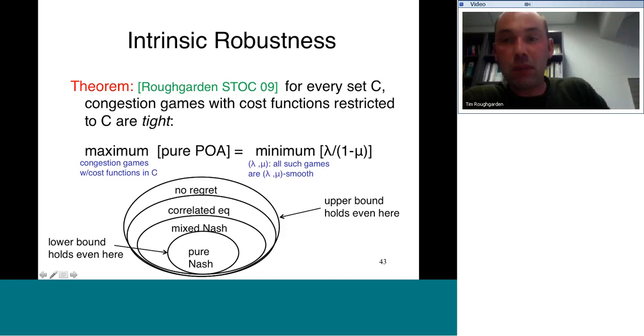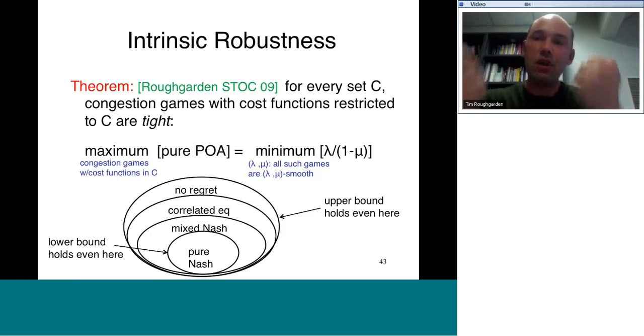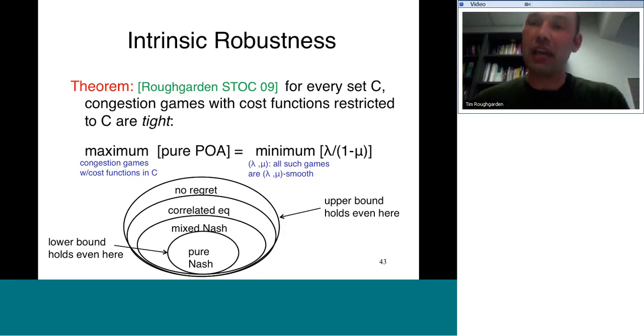Put differently, show me any upper bound on the price of anarchy of pure equilibria, and I will show you parameters lambda and mu, and a valid smoothness proof with those parameters, so that my bound lambda over 1 minus mu is at least as good as yours. So this is the intrinsic robustness of congestion games. Every price of anarchy bound automatically extends to no regret sequences, whether you care about them or not. Put differently, you lose nothing by confining attention to smoothness proofs in this particular domain.